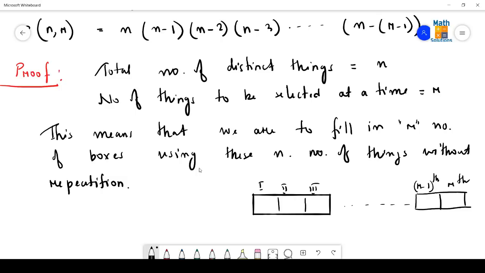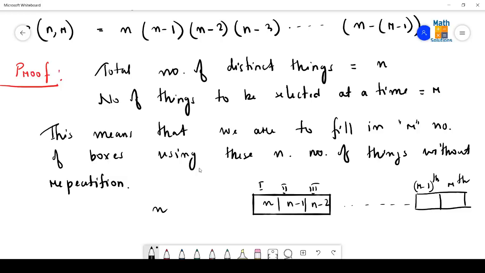So in the first place, how many options are there? Total number of distinct things we have is n, yes or no? So possible number of ways to fill up the first place will of course be n. The number which is used in the first place we do not have to repeat in the second place. So how many options are there in my hand left? Of course n minus 1 options for the second place. Then for the third place we are having the options left is n minus 2.